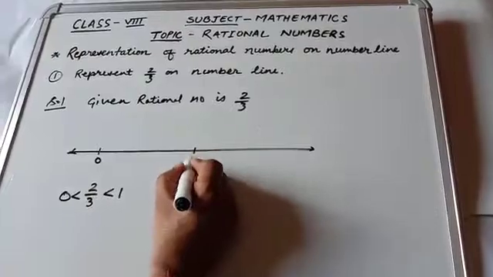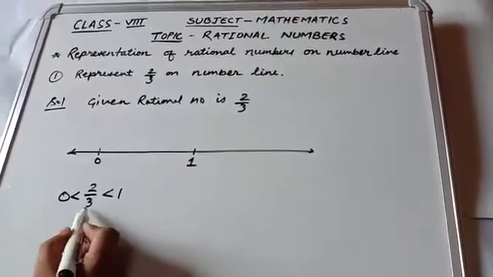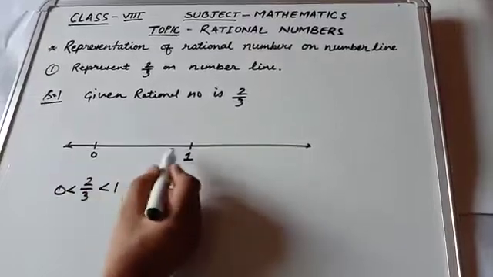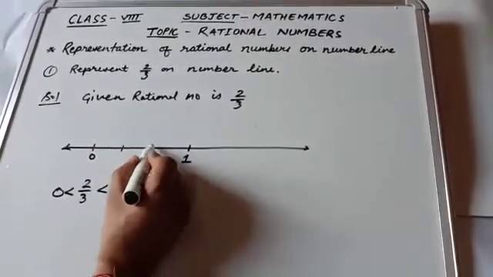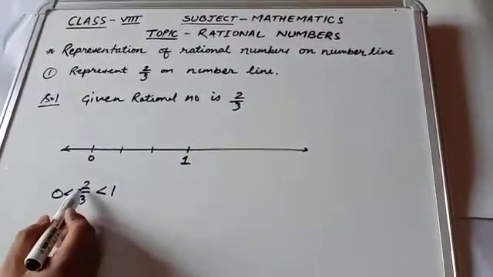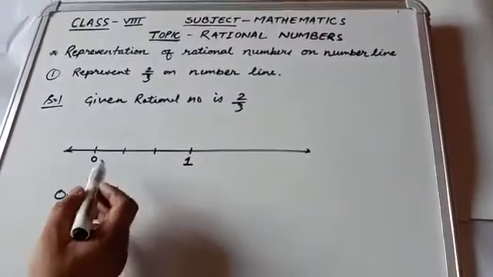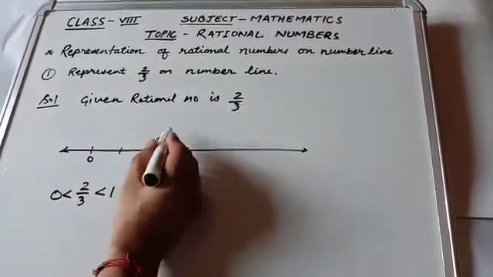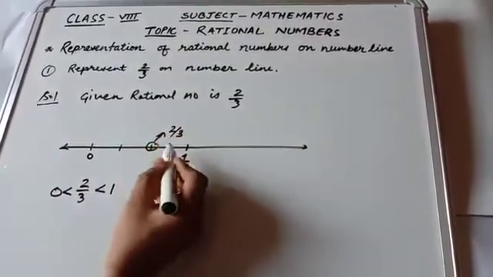So we will mark here 1. Now denominator is 3, so we divide 0 and 1, this portion, into 3 equal parts. 1, 2, 3. Now look at the numerator. The numerator is 2, so we will start from 0. 1, 2. So this point represents the rational number 2 by 3.